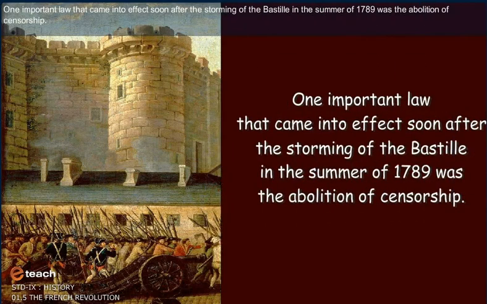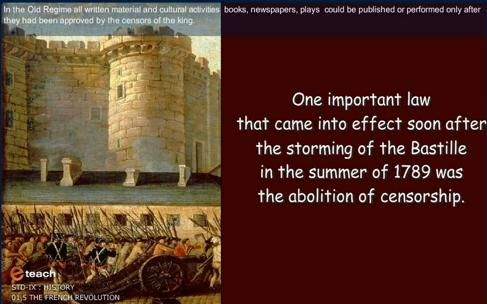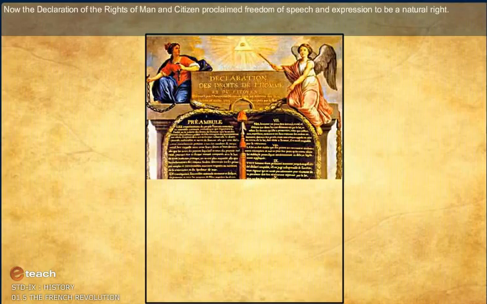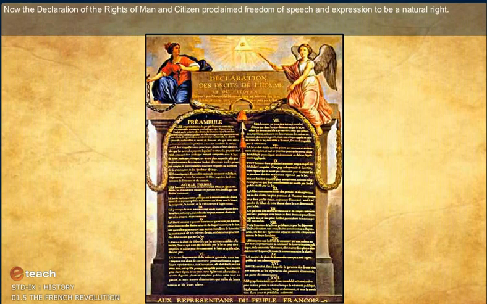One important law that came into effect soon after the storming of the Bastille in the summer of 1789 was the abolition of censorship. In the old regime, all written material and cultural activities, books, newspapers, plays, could be published or performed only after they had been approved by the censors of the king. Now the Declaration of the Rights of Man and Citizen proclaimed freedom of speech and expression to be a natural right.